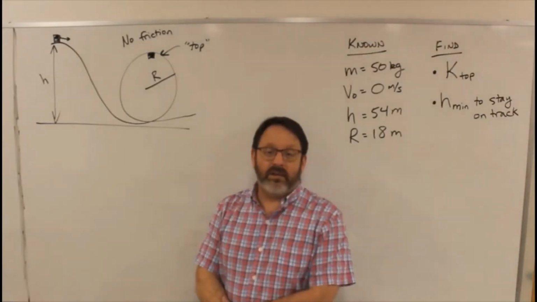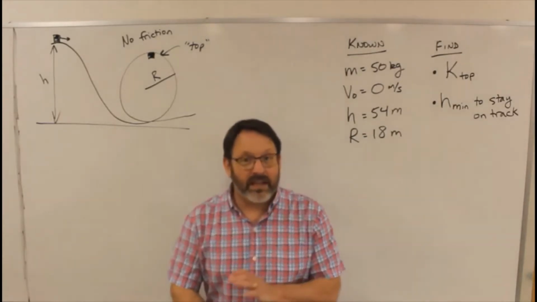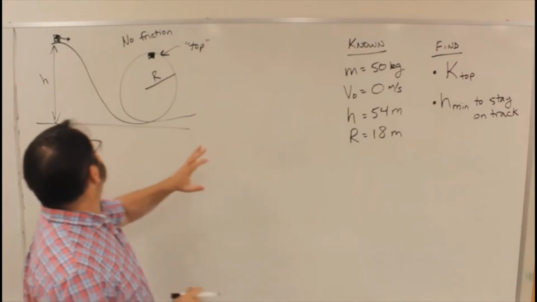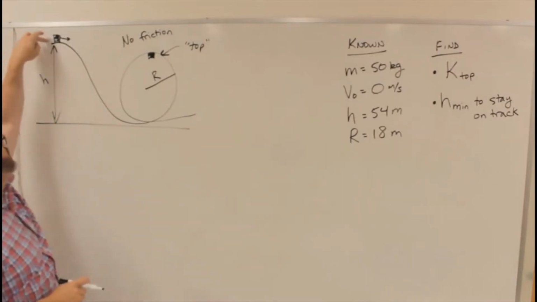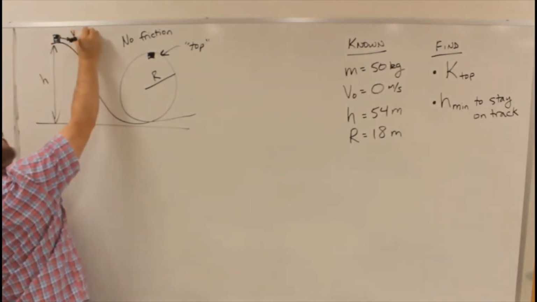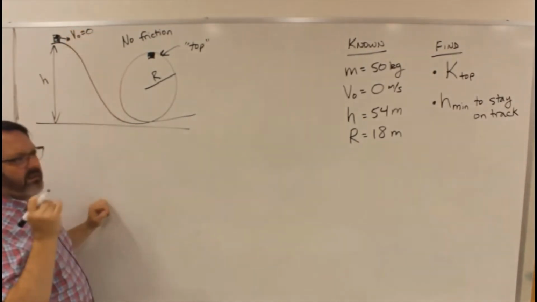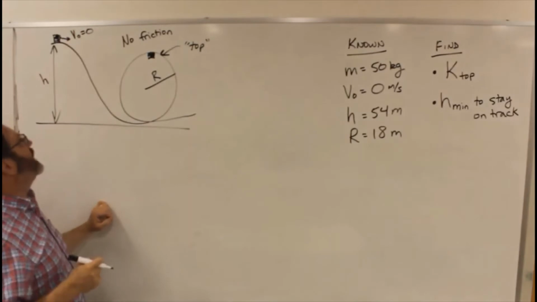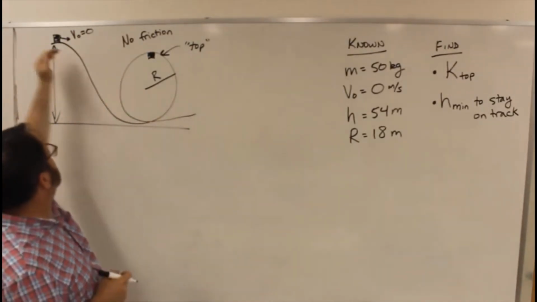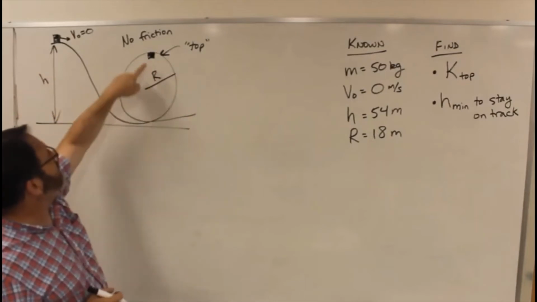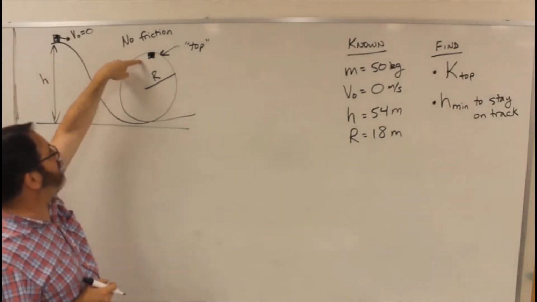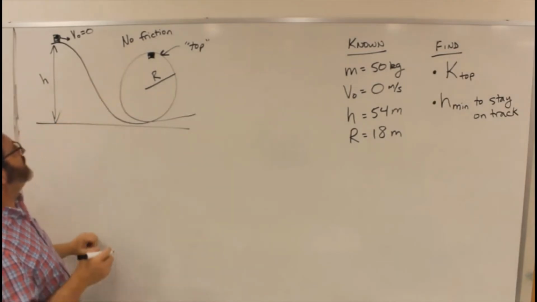Okay, I always like to use energy to solve problems if I can. This one, I think I can. So that's what we're going to try here. So the car starts up here, not moving. So velocity is equal to 0 because it says it starts released from rest at some height. The initial height, 54 meters, comes down, loops around, and then the question is, what is K at the top here? Find the kinetic energy at that point.